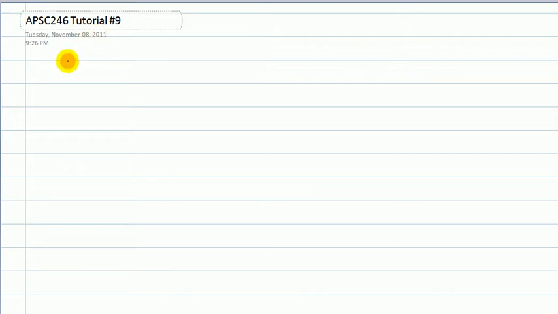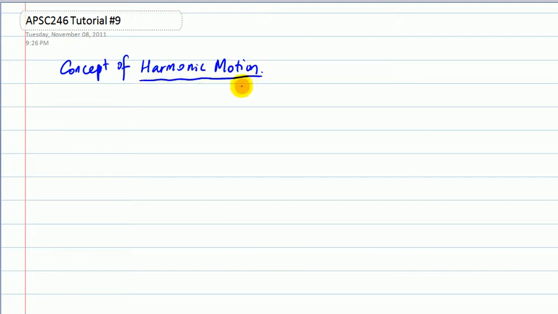The concept is called harmonic motion. Harmonic motion is a new concept, as probably you haven't heard it before, but where it comes from is actually nothing new. It is what we have covered in the class, and we have done that in assignments. So, definition.